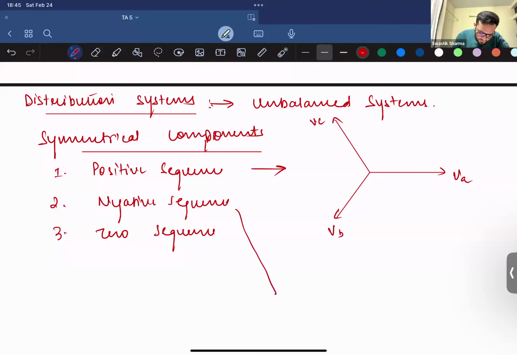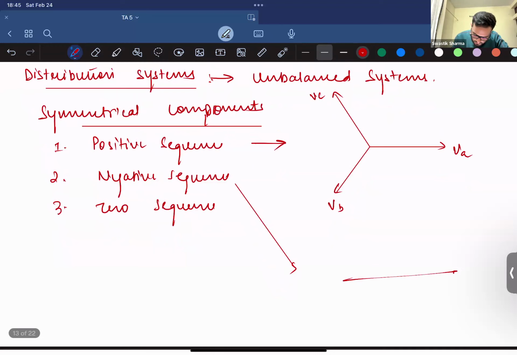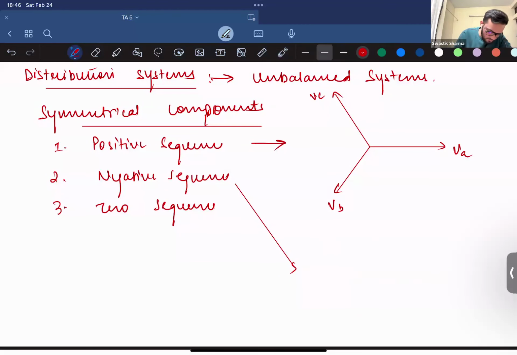And in negative sequence, it's just that the phase rotation is reversed. Instead of ABC, it's ACB. So it would be something like this. I can just copy now.